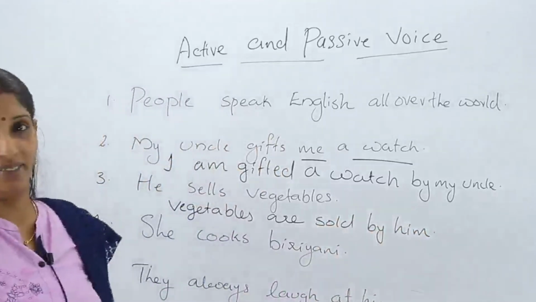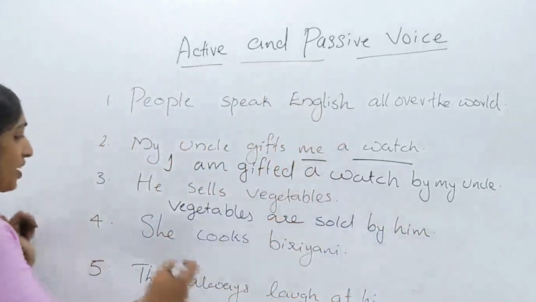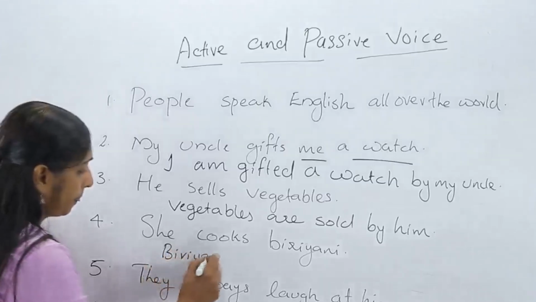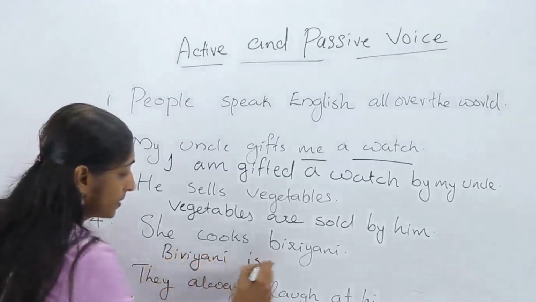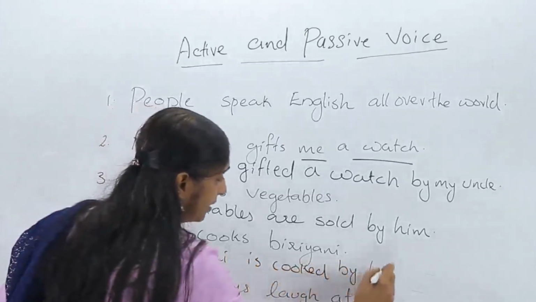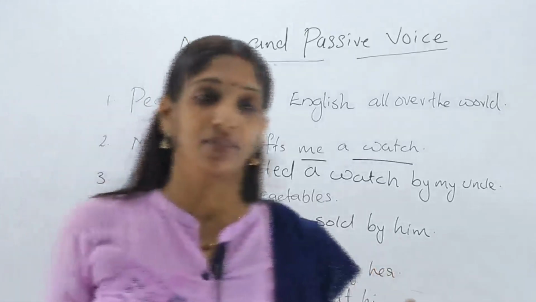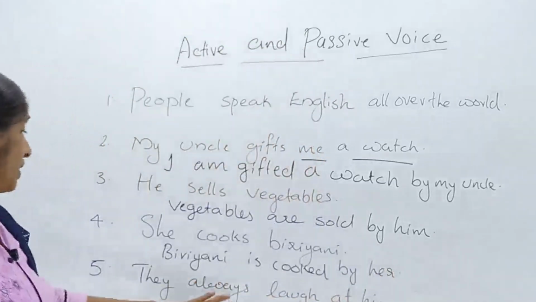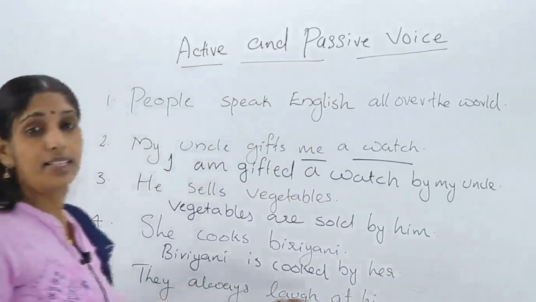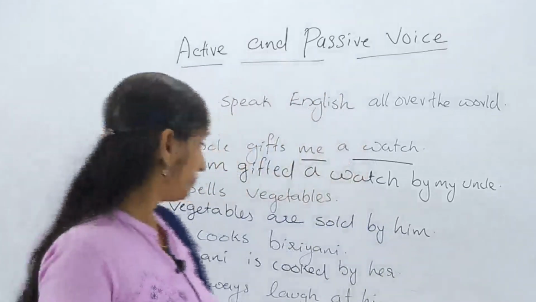Now the fourth sentence. She cooks biryani. She cooks biryani. Okay. Please write it. Biryani is cooked by her. Right? Have you all written this? Very good. Now, the fifth sentence. They always laugh at him. They always laugh at him.